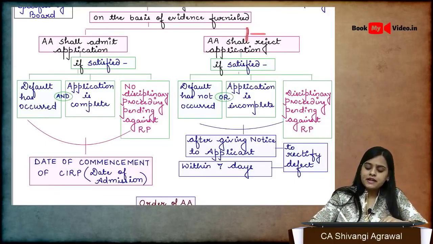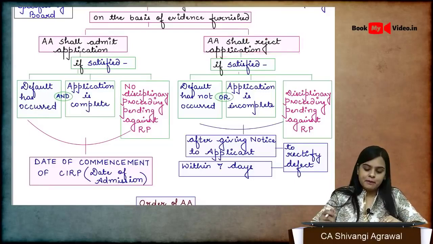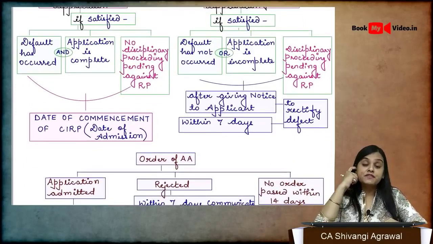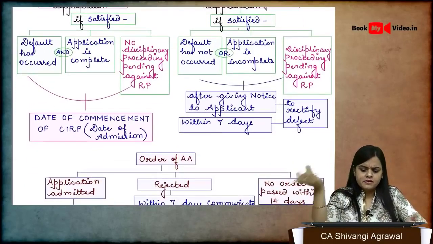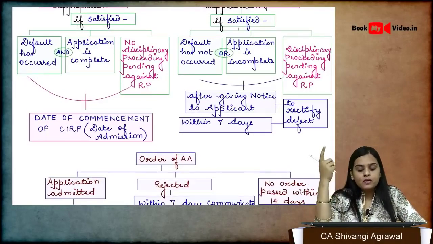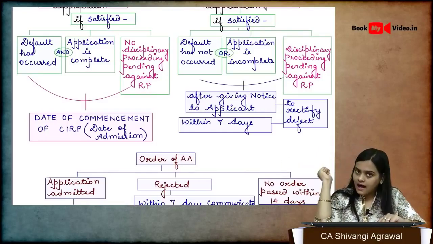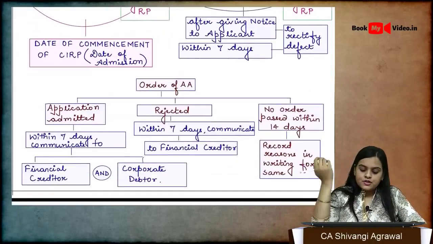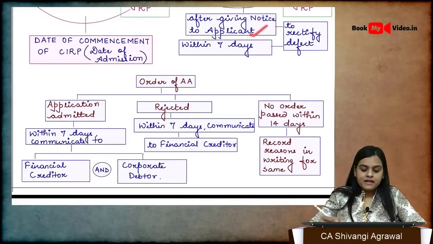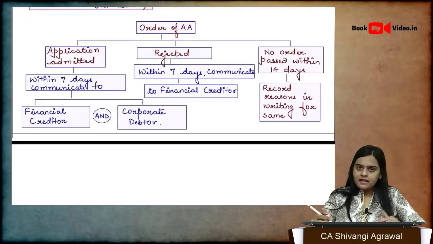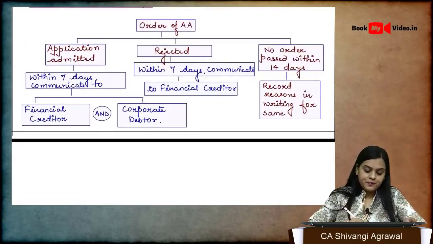Now, the adjudicating authority can also reject the application. When can it reject? If it is satisfied that the default is not there, or the application is incomplete, or there is some disciplinary proceeding pending against the proposed RP. So they will give a notice to the applicant to rectify the defect within 7 days, and if rectified, then the application will again be admitted.